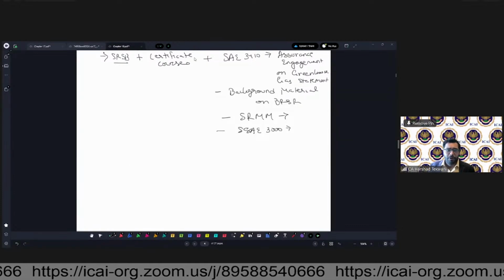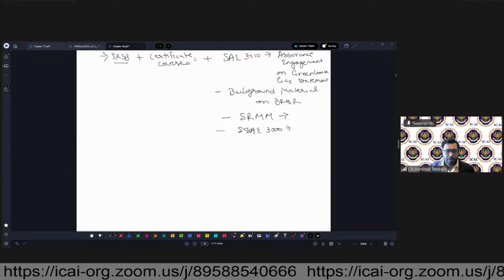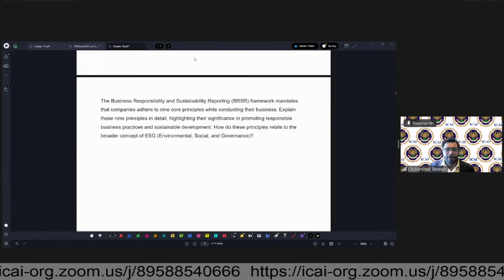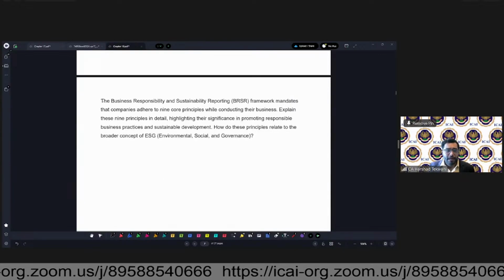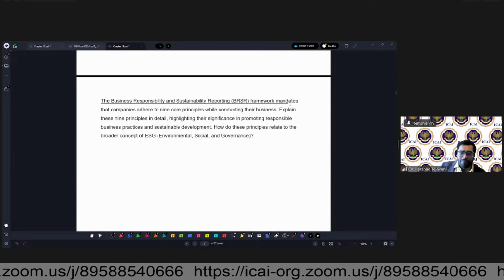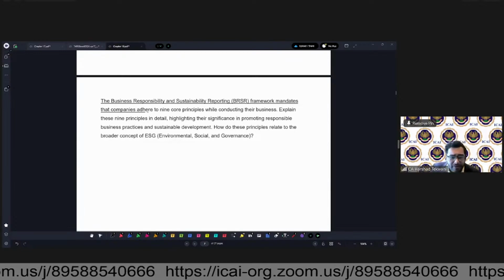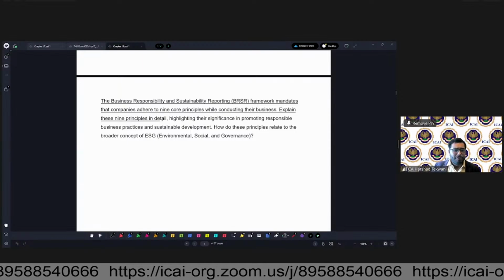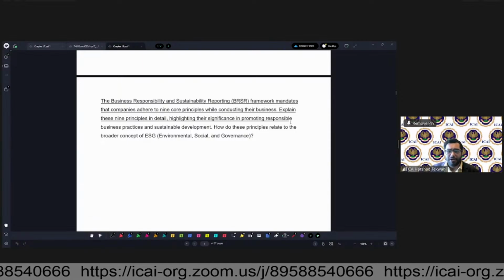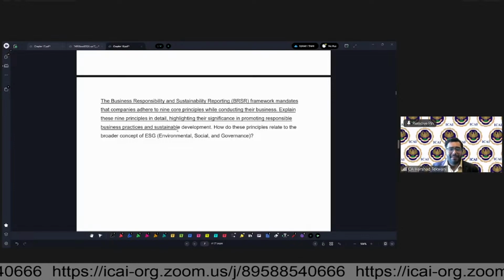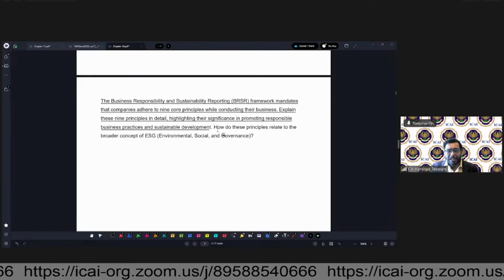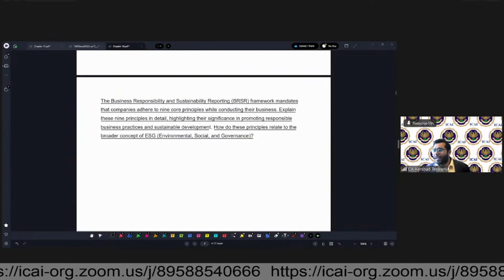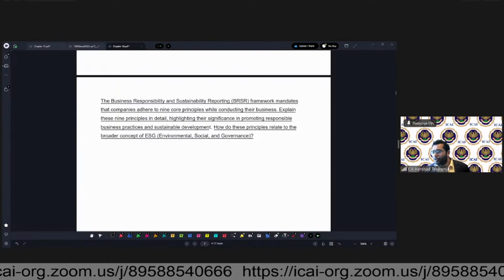The last part, and one more question I would like to take is on BRSR reporting. The question is, the Business Responsibility and Sustainability Reporting framework mandates that companies adhere to the 9 core principles while conducting their business. Explain these 9 principles in detail, highlight their significance in promoting responsible business practice and sustainable development, and how these principles relate to the broader concept of ESG. So you need to explain about these 9 principles.